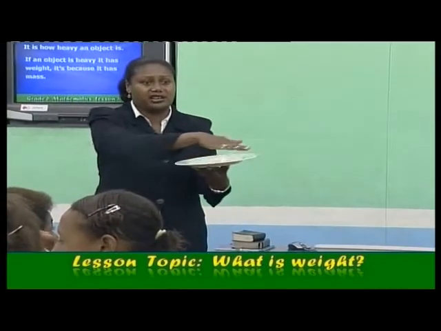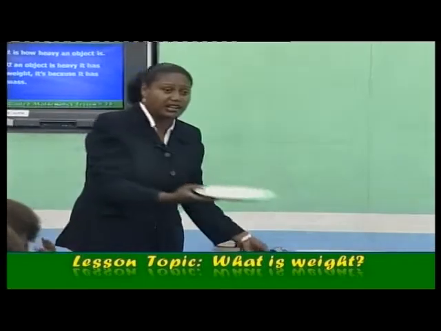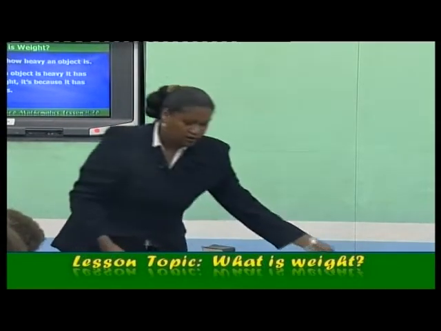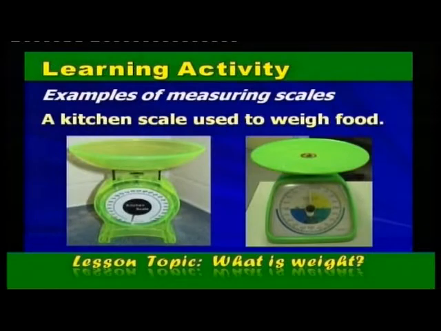The amount of material that was used to make this plate was bigger than the amount used to make this saucer plate. So when we talk about the amount of material to make something, we're talking about mass. Because the amount is bigger, or more material is used, it has more weight. All right? Okay, those are the examples of measuring scales that people use.